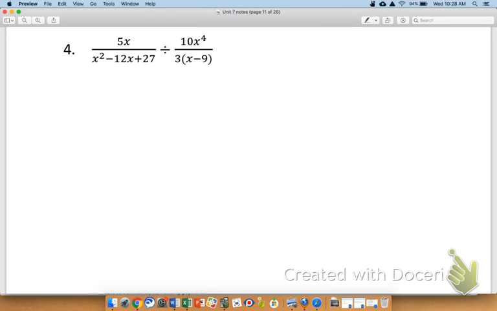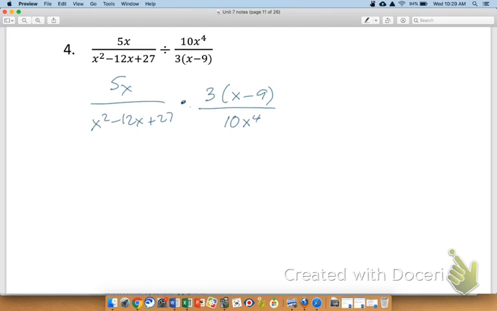So, like before, the first thing I'm going to do is recognize that with division, the appropriate procedure is to copy dot flop. So here would be my first step. 5x over x squared minus 12x plus 27. There's my copy. Here's my dot. And then flop would just be the reciprocal of this second fraction. Okay, so step 1 complete, copy dot flop.